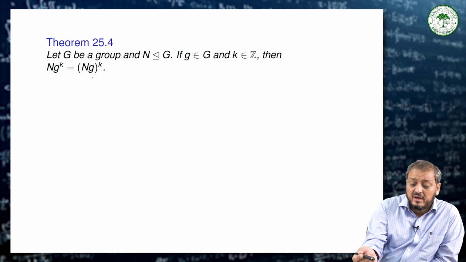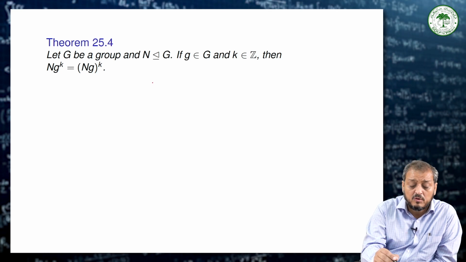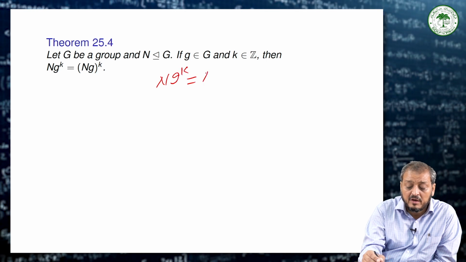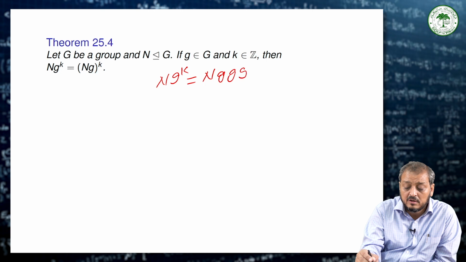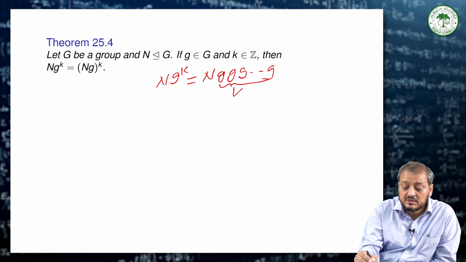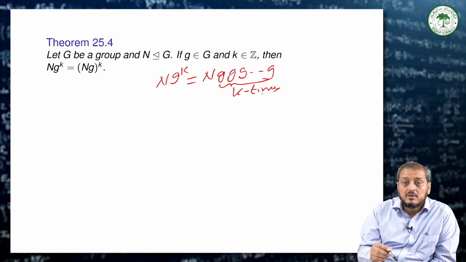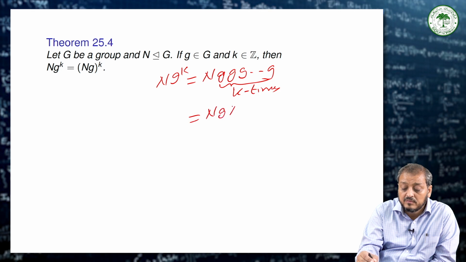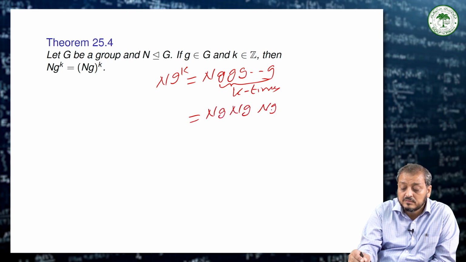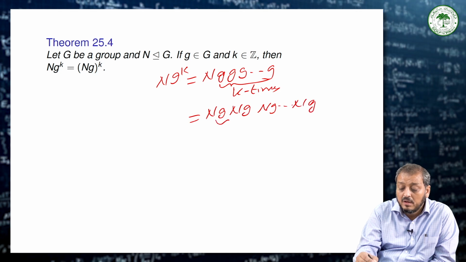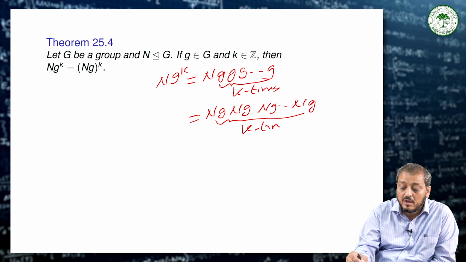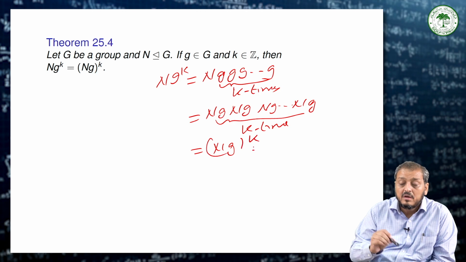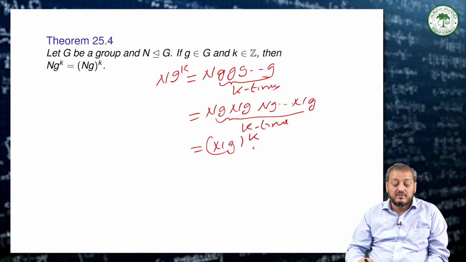Because g is an element of G and N is a normal subgroup, N g^k can be written as N(g·g···g), k times. Because N is a normal subgroup, by the property of a quotient group we can write this as Ng times Ng up to Ng, k times. So this is equal to (Ng)^k. This is very trivial.